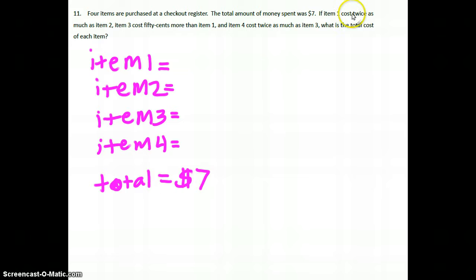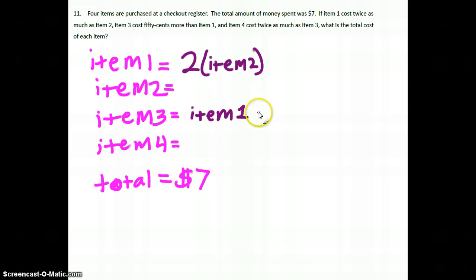And then it also says item 1 cost twice as much as item 2. So the value that item 1 currently has is that it costs twice as much as item 2. Then it says over here that item 3 cost 50 cents more than item 1. So item 3 cost whatever item 1 cost plus an additional 50 cents.